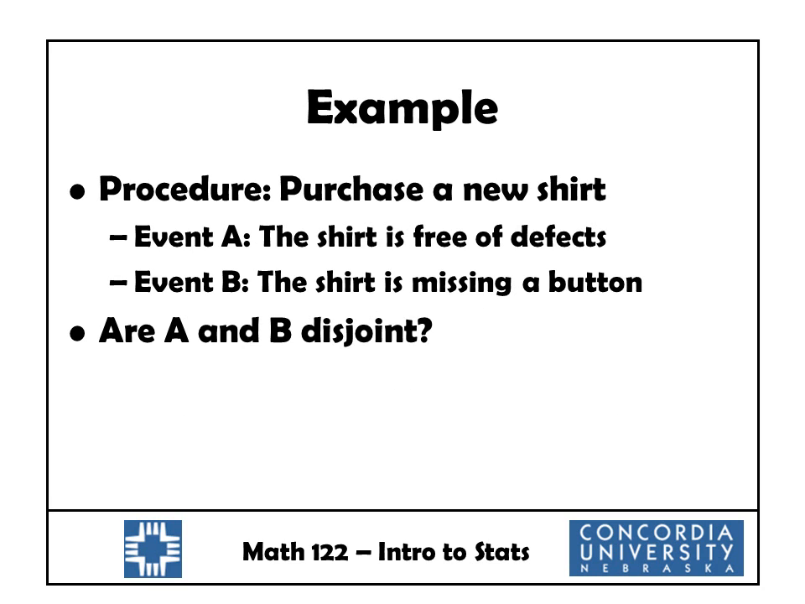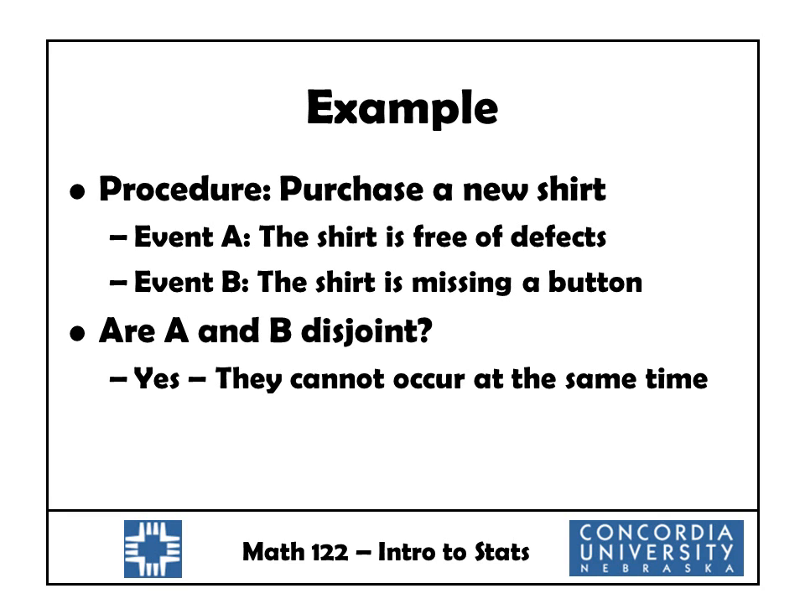Another procedure, say we purchase a new shirt. Event A is the event that the shirt is free of defects, meaning that there's nothing wrong with it. And the second event, the shirt is missing a button. Are they disjoint? Well, if it's free of defects, then it can't be missing a button, because missing a button is a defect. So these two events cannot occur at the same time, so they are indeed disjoint.